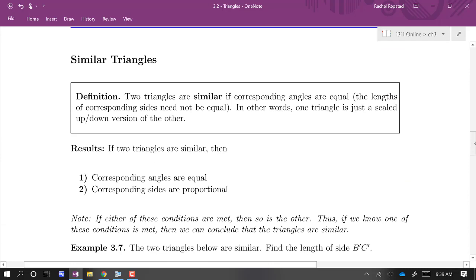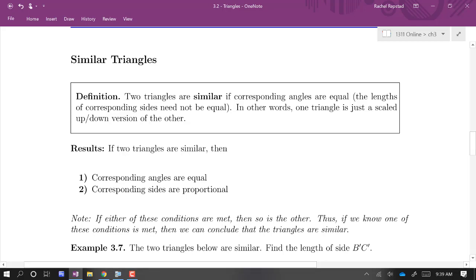Similar triangles. 2 triangles are similar if the corresponding angles are equal. It's important to note that the lengths of the corresponding sides don't have to be equal. Basically, one triangle is either just a scaled up or scaled down version of the other triangle.